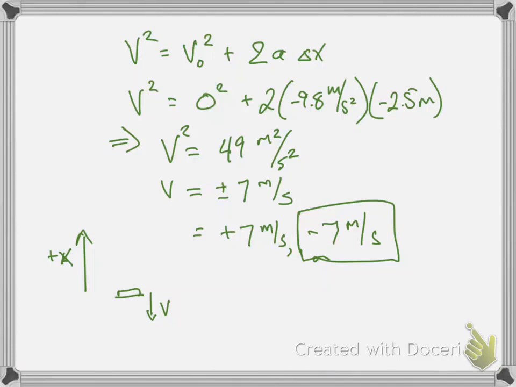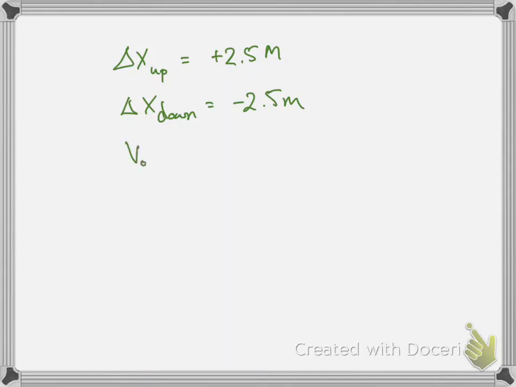Okay, so what can we conclude from the up trip and the down trip? On the up trip, delta X up is equal to plus 2.5 meters. On the down trip, delta X down equals minus 2.5 meters. And we figured out on the up trip that V0 up was plus 7 meters per second. And we figured out on the down trip, V final down was minus 7 meters per second.